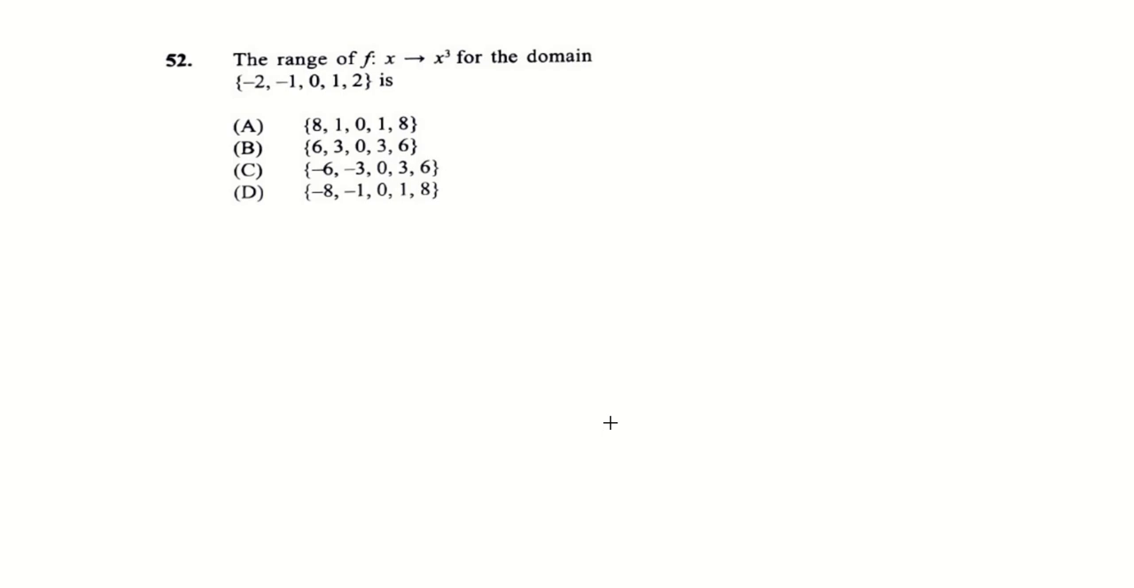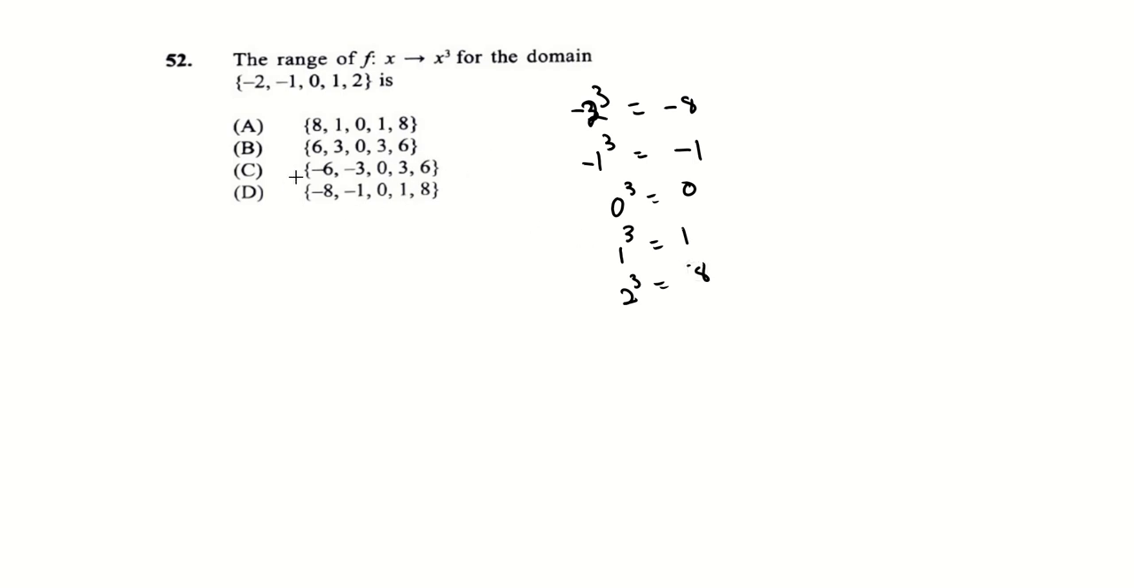This is the last question for May, June 2024. The range of x to the power of 3 for the domain. So if I have -2 to the power of 3, that would be -8. -1 to the power of 3 would be -1. 0 to the power of 3 is 0. 1 to the power of 3 is 1, and 2 to the power of 3 is 8. That's 2 by 2 by 2, which is 8.